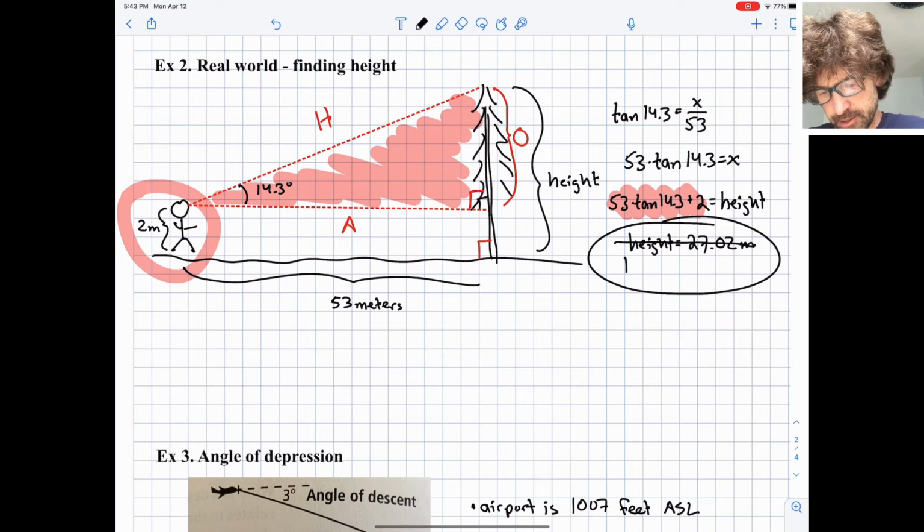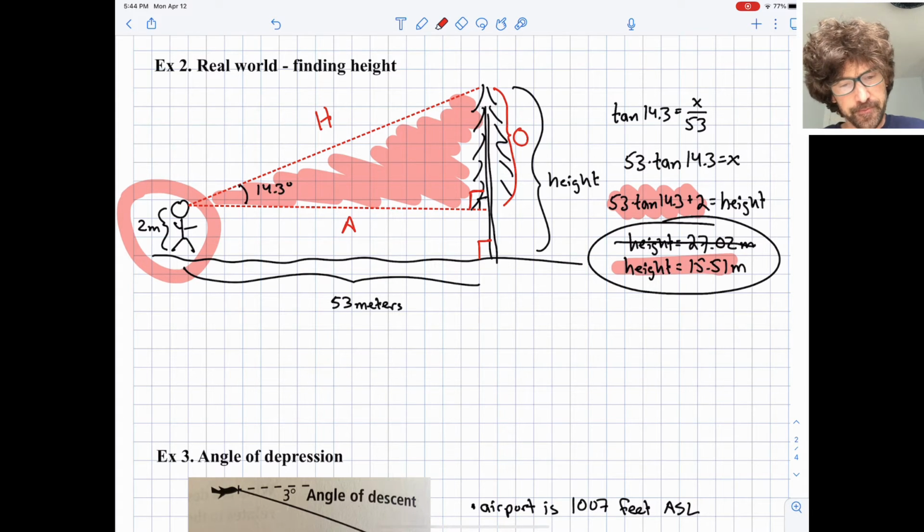The correct answer is 15.51 meters. I think I had multiplied by 2 instead of adding 2. All right, so that would be the height of my tree, about a 50-foot tall tree, so a pretty tall tree.